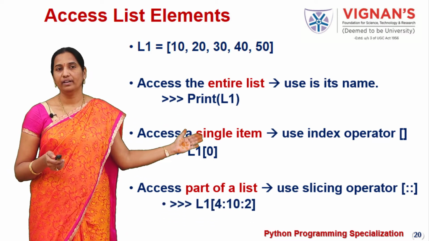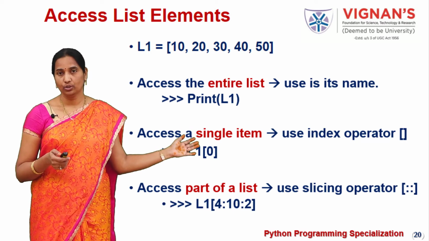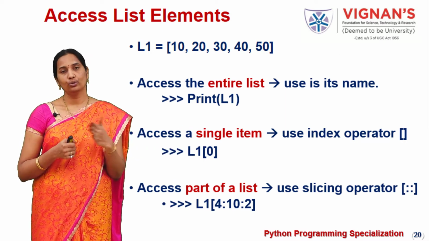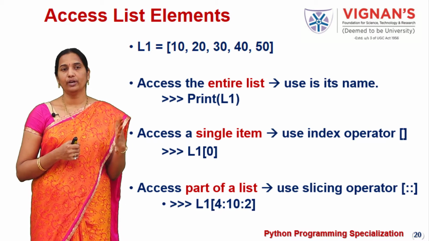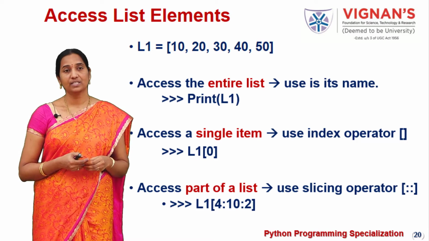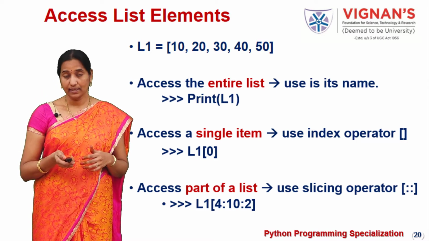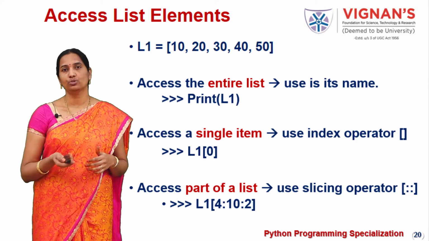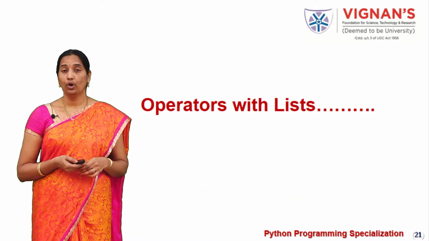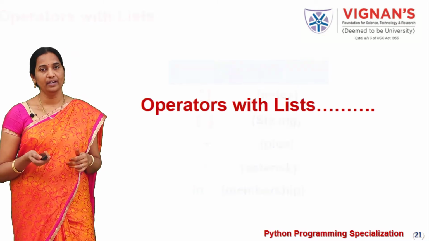The statement L1[4:10:2] allows you to access the elements from the indices 4 to 9 with a step counter of 2, that is, every alternate element you can access from the list within a specified range. That is how a slicing operator can be used to access multiple elements from the list. Now, let us see what are the operations that can be applied on lists.